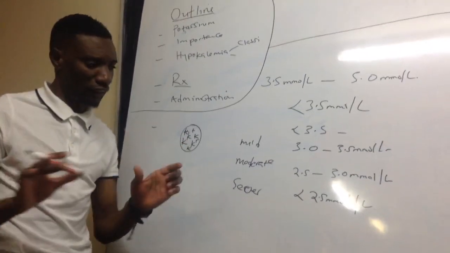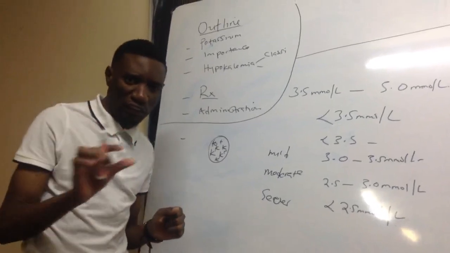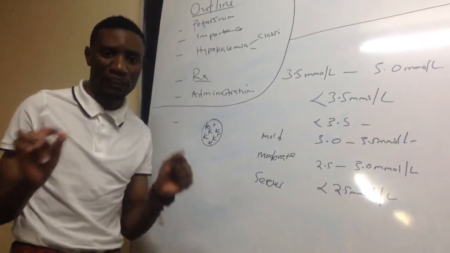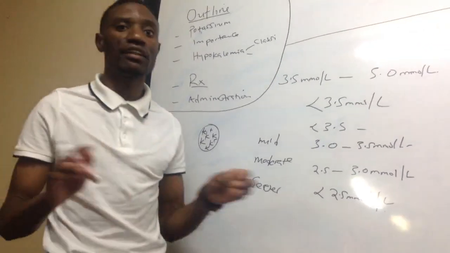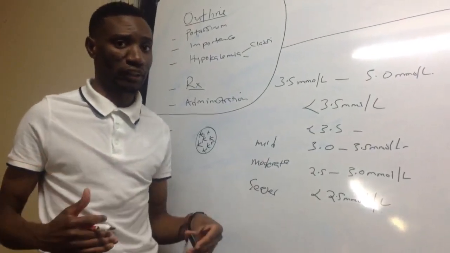Now we talked about the overall aspect. Now look at also what we call the treatment itself. So before I go to treatment, first we'll look at the things that can cause hypokalemia. What are the things that can cause hypokalemia? There are many things that can cause somebody to have low potassium in the blood.